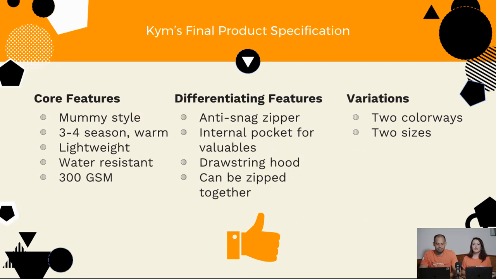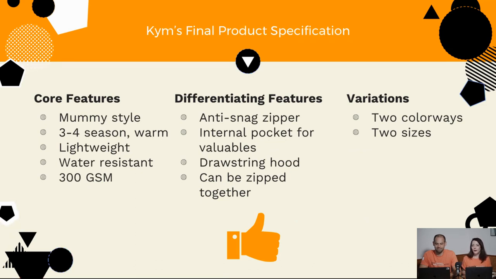And then my differentiating features. I want an anti-snag zipper. Another thing I'm thinking of adding is a flap that goes over the zip to stop it from moving around. That was another thing I found in the reviews. An internal pocket for valuables, which came up; I've seen it on quite a few other competitor products, and it's a nice little addition to have. A drawstring hood that can be zipped together. That was probably the coolest thing I found by doing this particular bit of research.